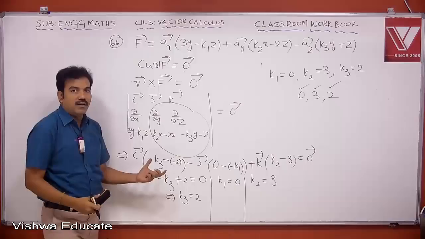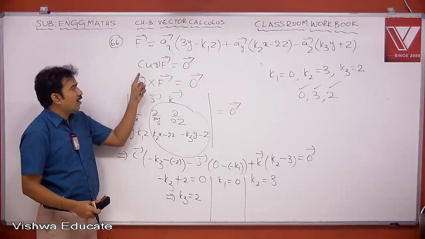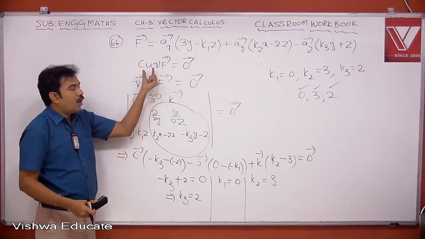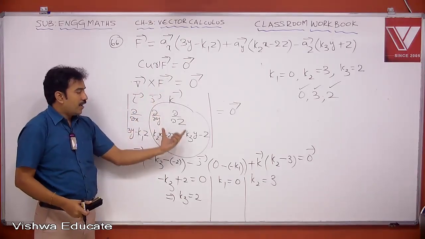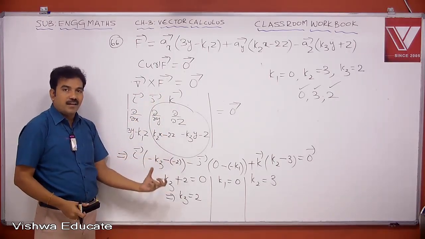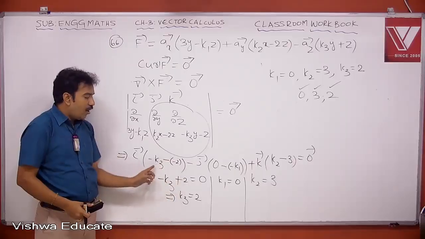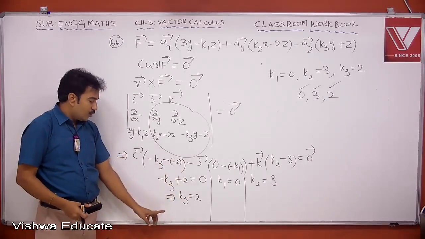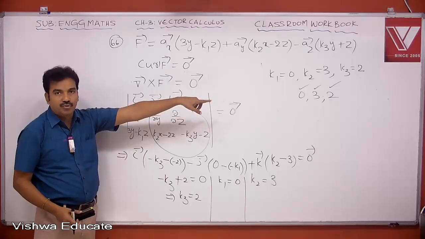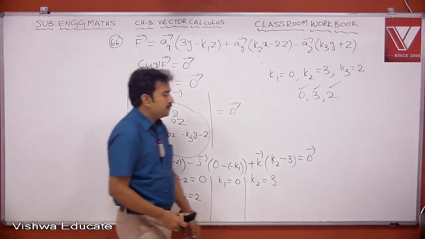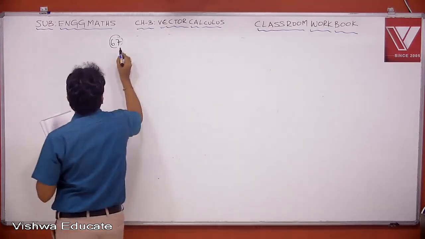Just what we have done is we made curl f bar equal to null vector. You know how to find curl f bar. This is del bar cross f bar. Apply the det value, make the necessary calculations and make all components equal to 0 so that you will get k1 value 0, k2 value 3 and k3 value 2. Note this point.